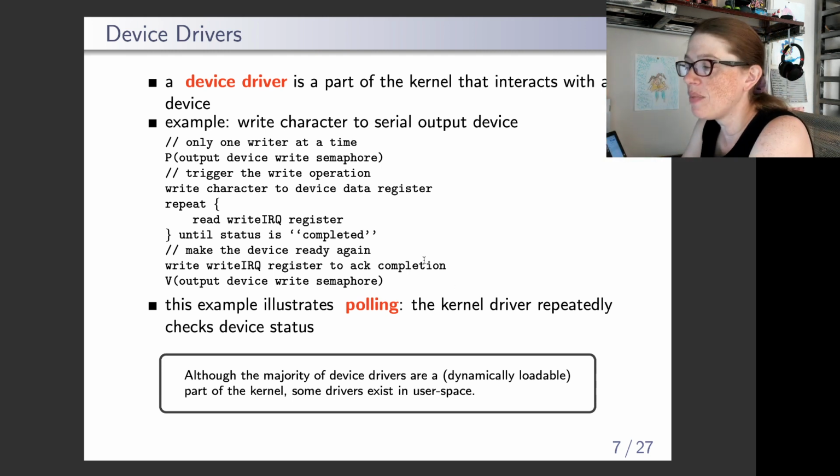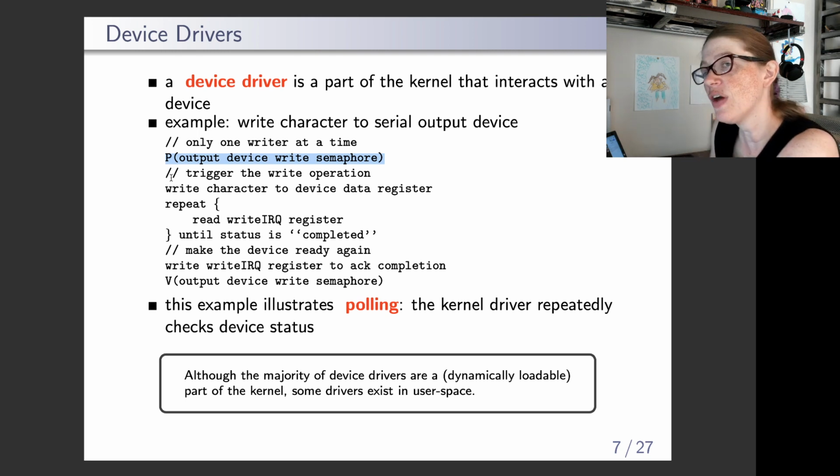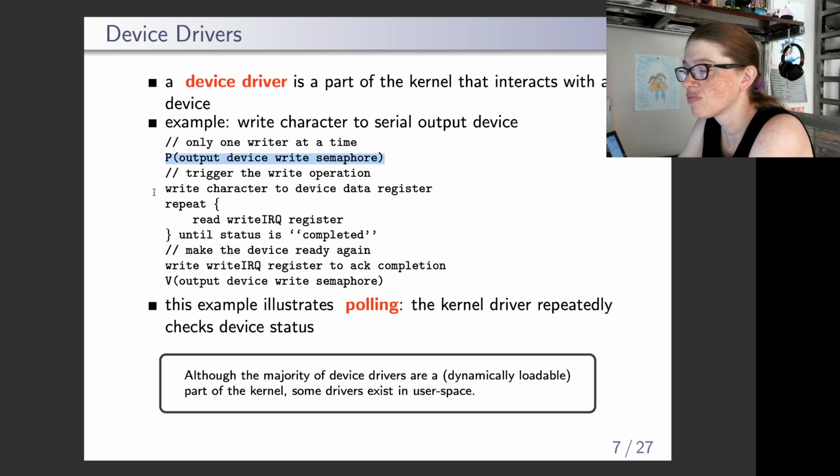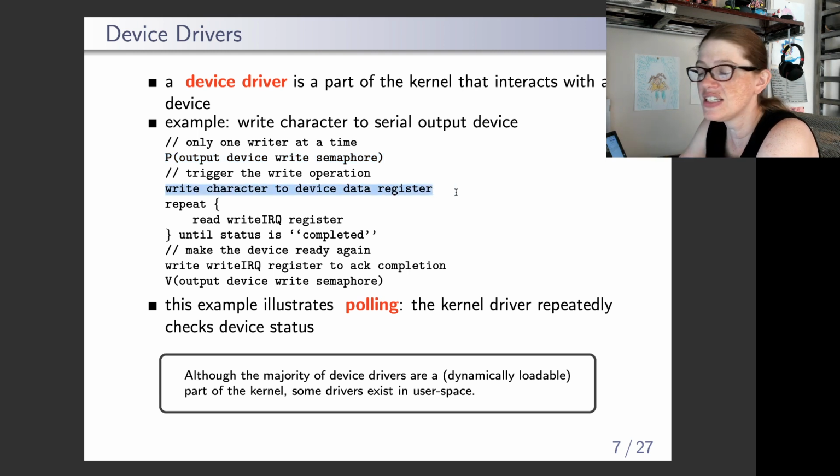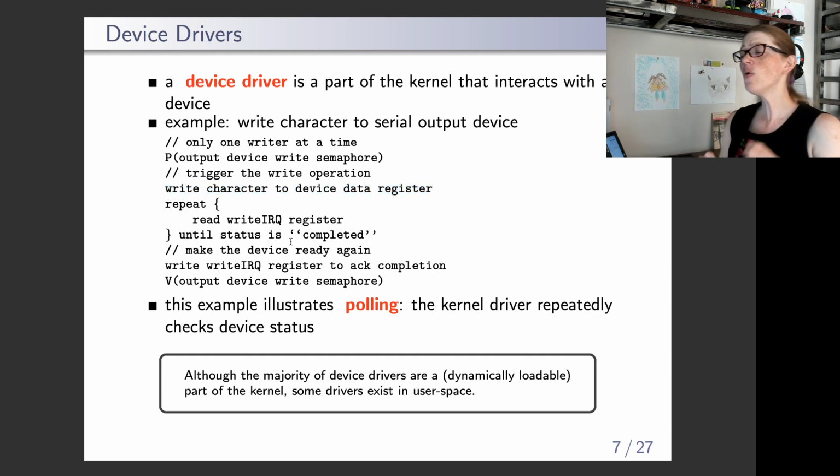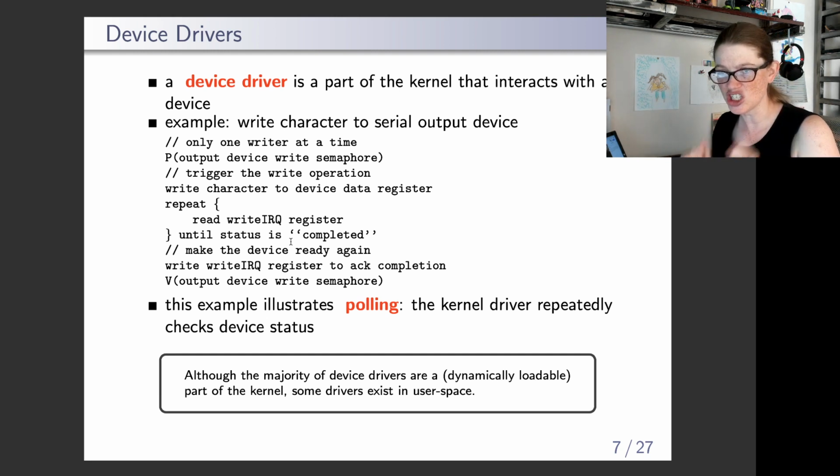So here's one way we can implement our device driver for writing to the serial console. We're going to P the write semaphore, and that's going to make sure that only one write happens at a time. And then whatever character we want to have written to the serial console, we will simply write it to the device's data register. And now we have to wait, because it doesn't instantaneously just happen.